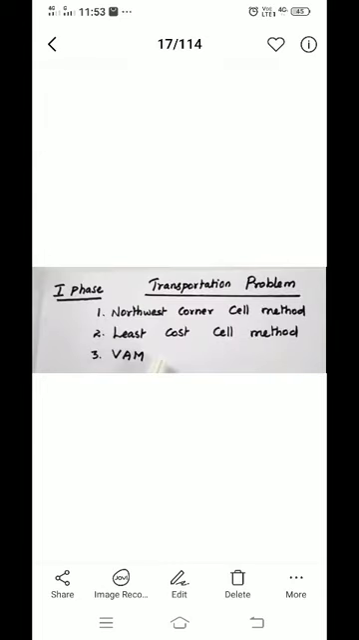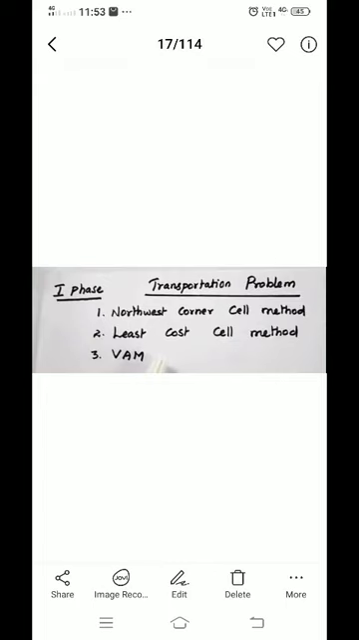Then only it is called a balanced type of problem. Here the transportation problem is solved in three methods. First one is the northwest corner cell method, second one is the least cost cell method, and third one is the VAM method. Among these three, whichever method gives the feasible solution, that is what we usually prefer.